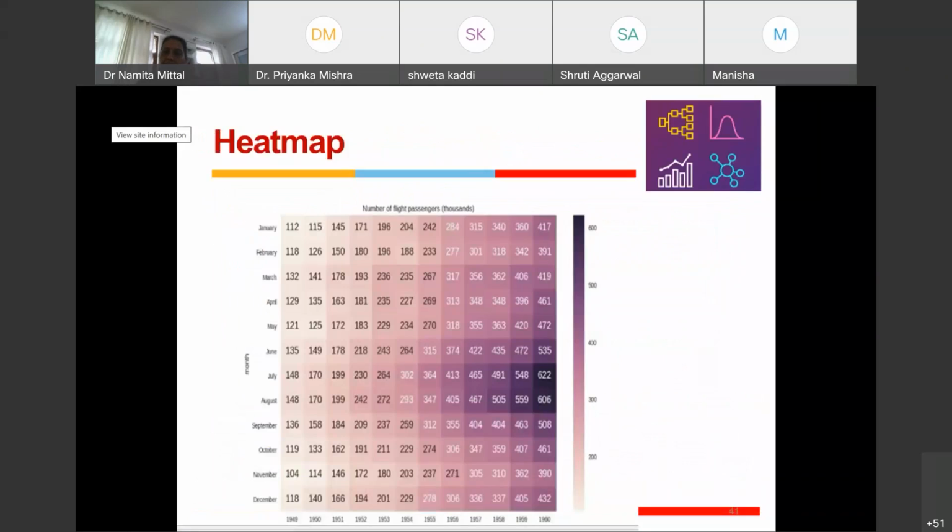This is an example of a heat map. This is again a visualization. According to the data, we can change the hue. Hue is some kind of saturation or intensity of the color.